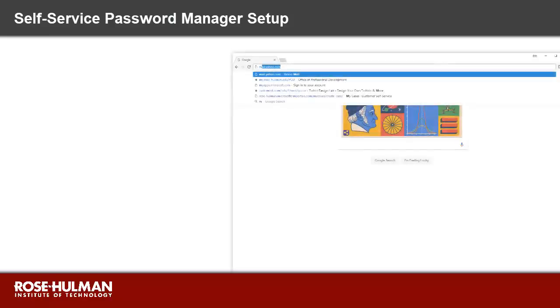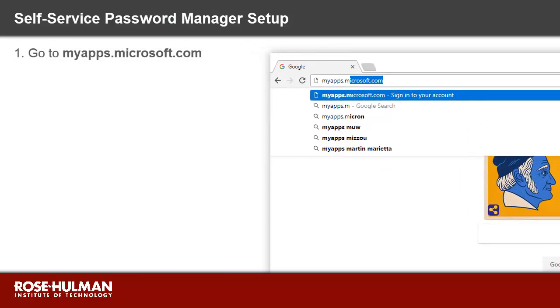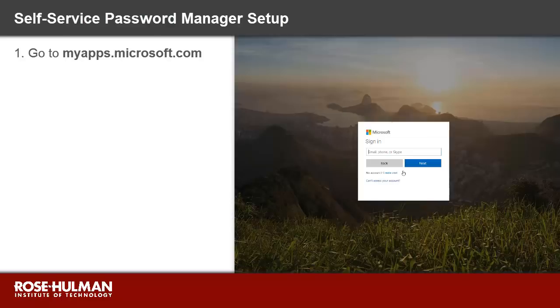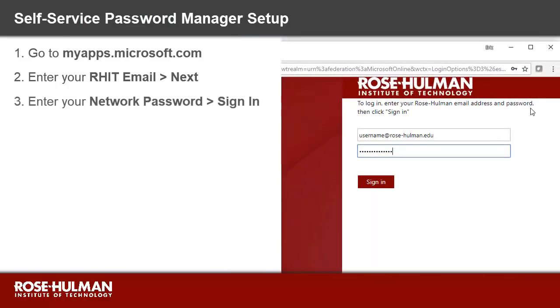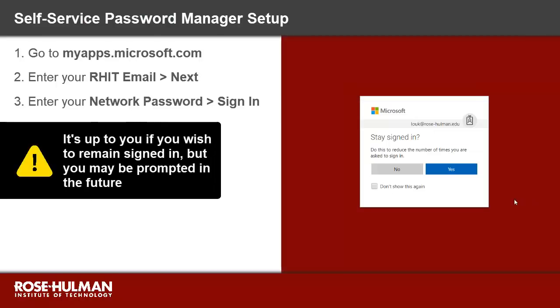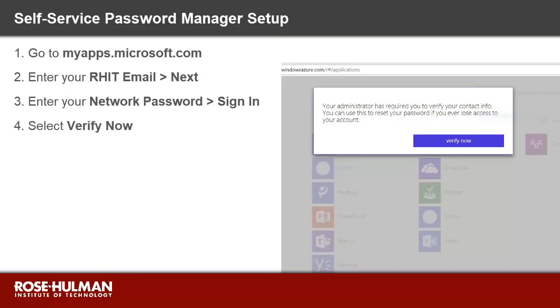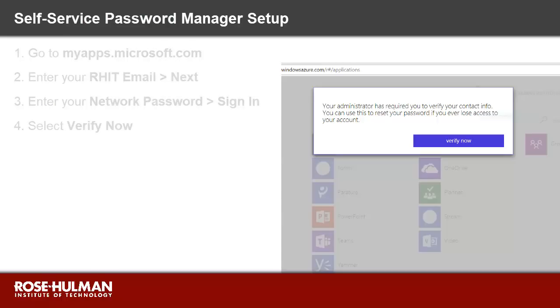To start, open a web browser such as Edge, Chrome, or Firefox and enter myapps.microsoft.com. Enter your Rose-Hulman email address and click Next. Enter your Rose-Hulman network password and click Sign In. It's up to you if you wish to remain signed in. However, this is not a permanent setting and you may be prompted in the future. Select Verify Now to set up the password manager.